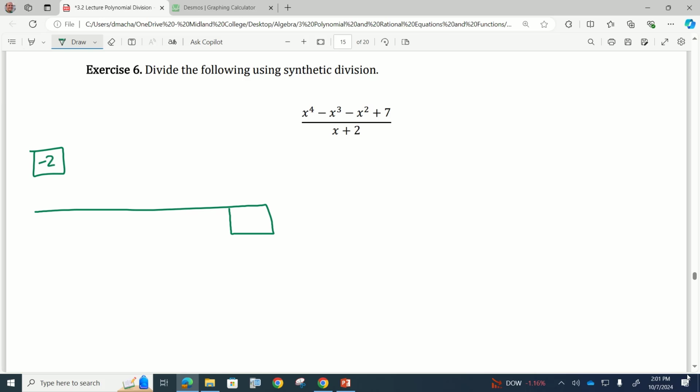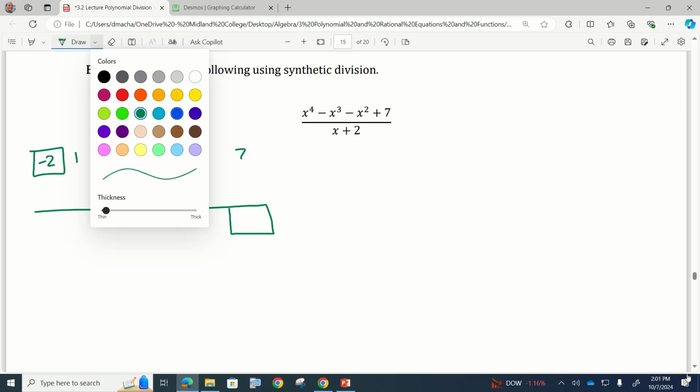-2, because that's the root of the denominator. And then across the top, I write 1, -1, -1, 0, and 7. Because those are the coefficients in my numerator. And we're ready to solve.